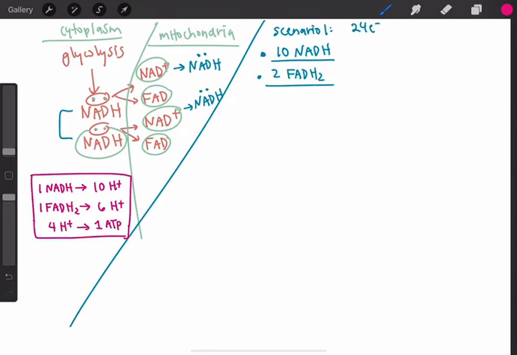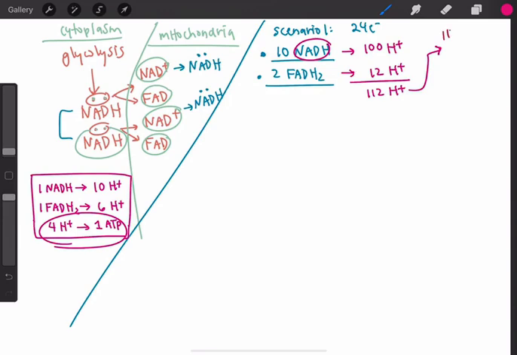Okay, so knowing this, we're going to do some calculations. We got 10 NADH, meaning that we can make 100 protons. 2 FADH2 is going to give us 12 protons, giving us a total of 112 protons. If it takes 4 protons to make 1 ATP molecule, I'm going to divide 112 by 4. That's going to get you 28 ATP. So this is where the number 28 comes from, shown in the diagram that we were just drawing. And this is scenario 1.